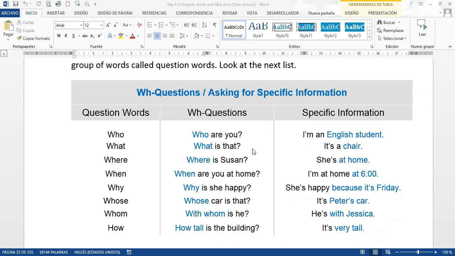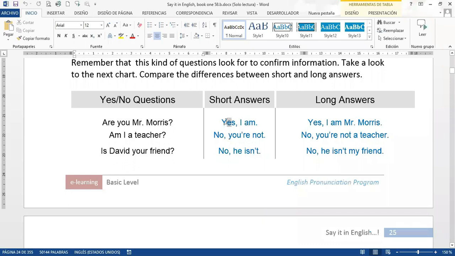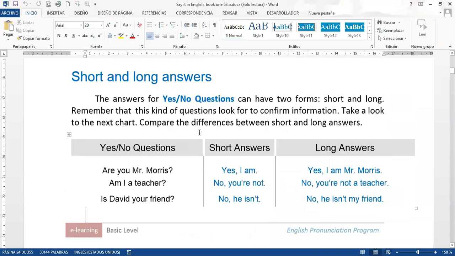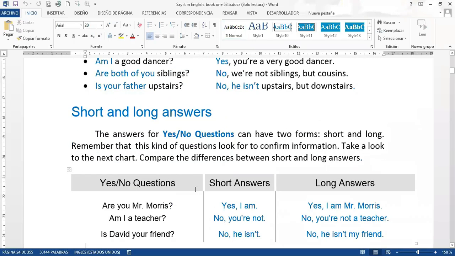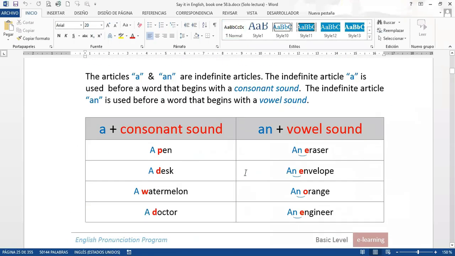It's very tall. Okay? So, WH questions help us to know specific information, but yes/no questions are used to get just yes or no answers. So that's the difference between yes/no questions and WH questions.